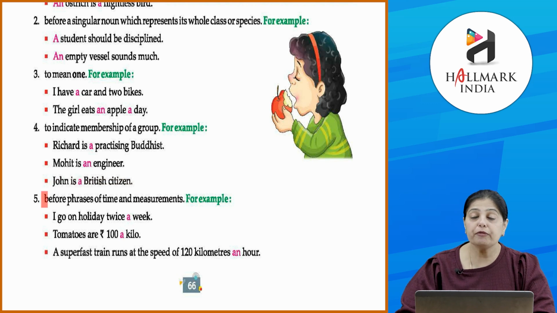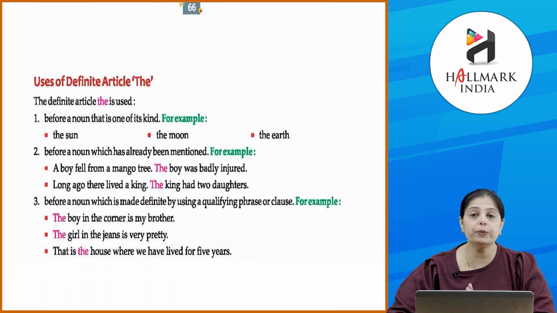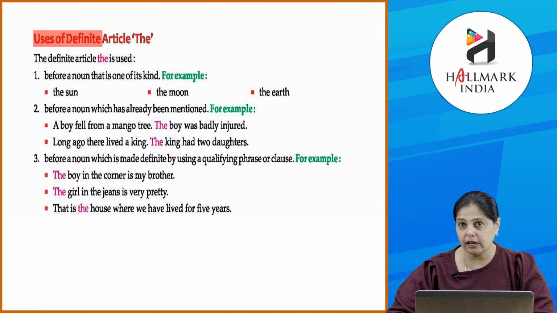Before phrases of time and measurement. For example, I go on holiday twice a week. Tomatoes are 100 rupees a kilo. A kilo means for 1 kilo. A super fast train runs at the speed of 120 kilometers an hour. मतलब per hour. हर एक घंटे के लिए. Clear? So now, let's see how do we use the definite articles.